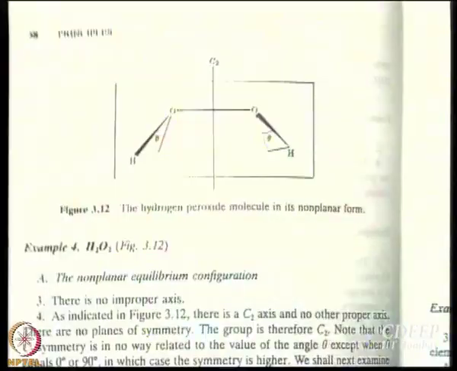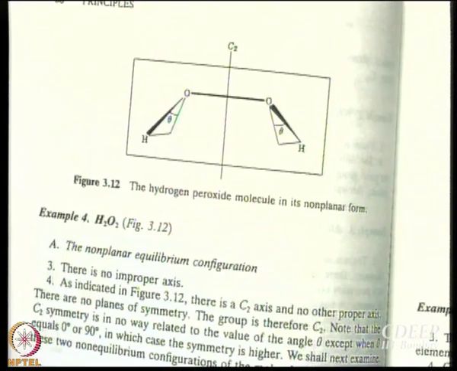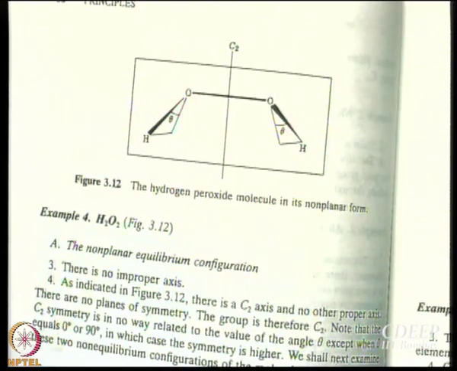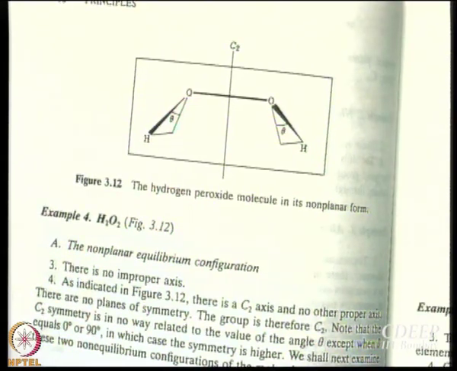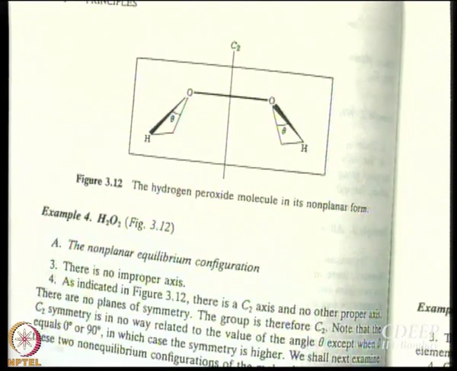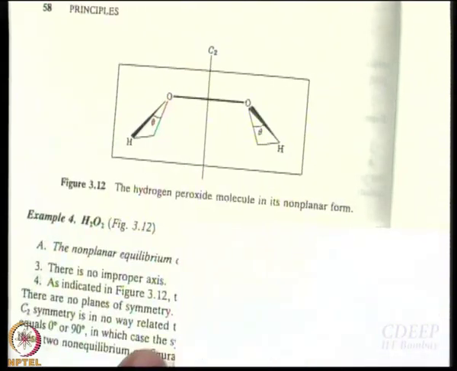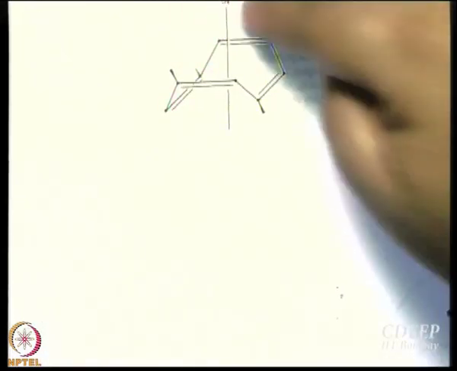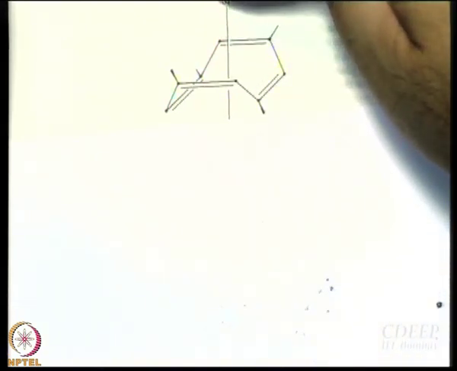C? C6? C2. There is no C6 here. Fine. So maybe now I will cover some of these. What about this molecule? How do I not cover that and cover this? Yeah, there you are. Do you see the S4 axis?